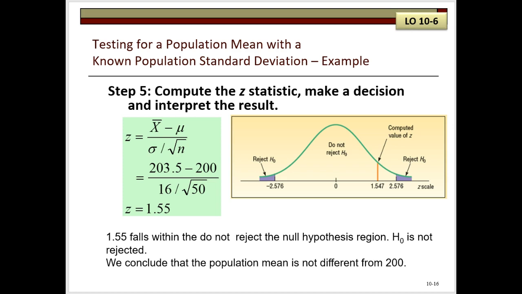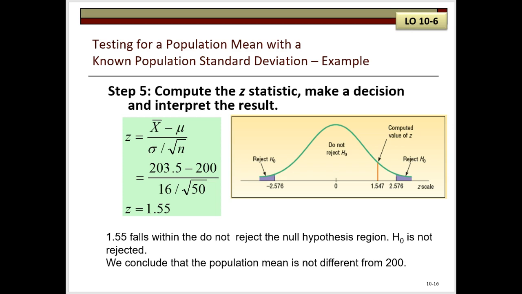In step 4, we formulated the decision rule. We stated that we will reject the null hypothesis if the computed z is greater than the positive critical z-value or is less than the negative critical z-value. We obtain the critical z-value as plus or minus 2.576.